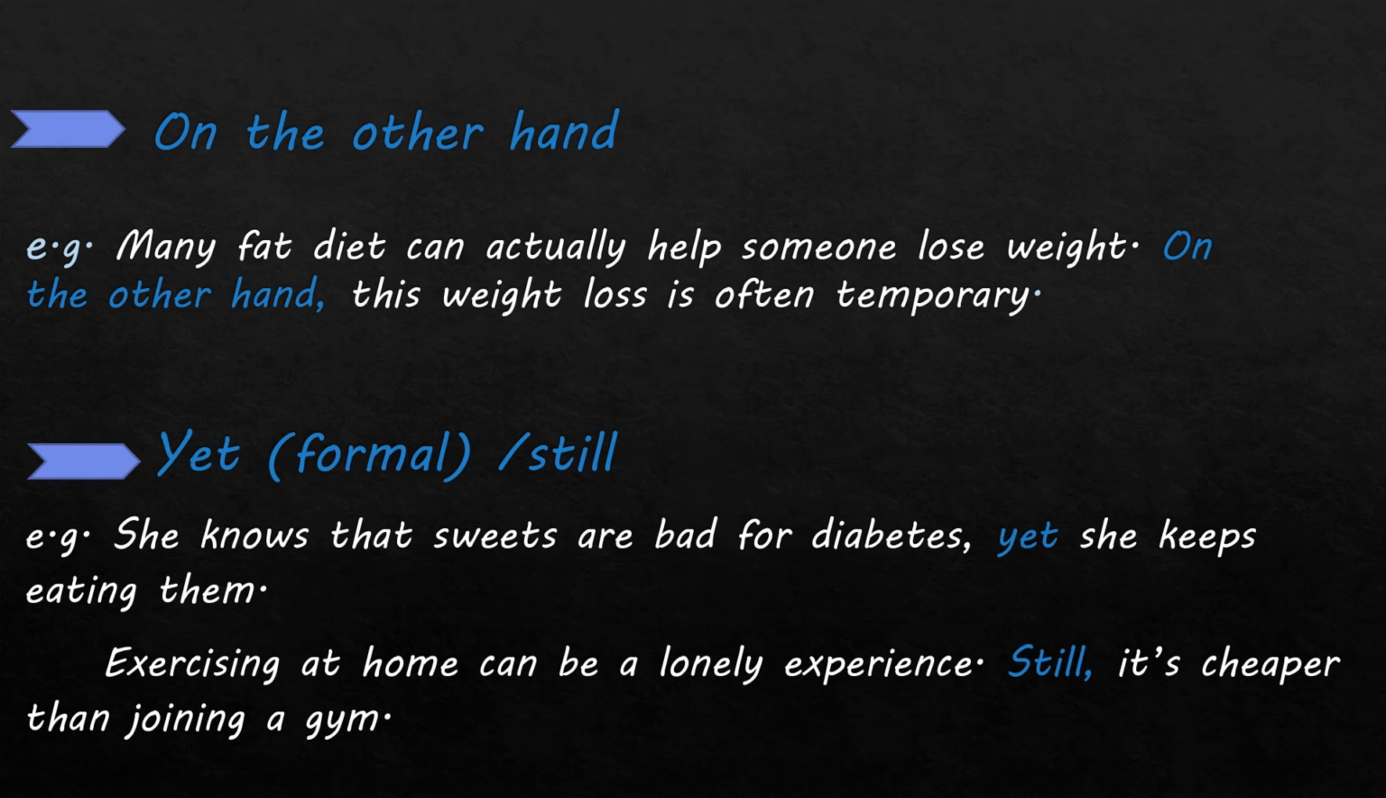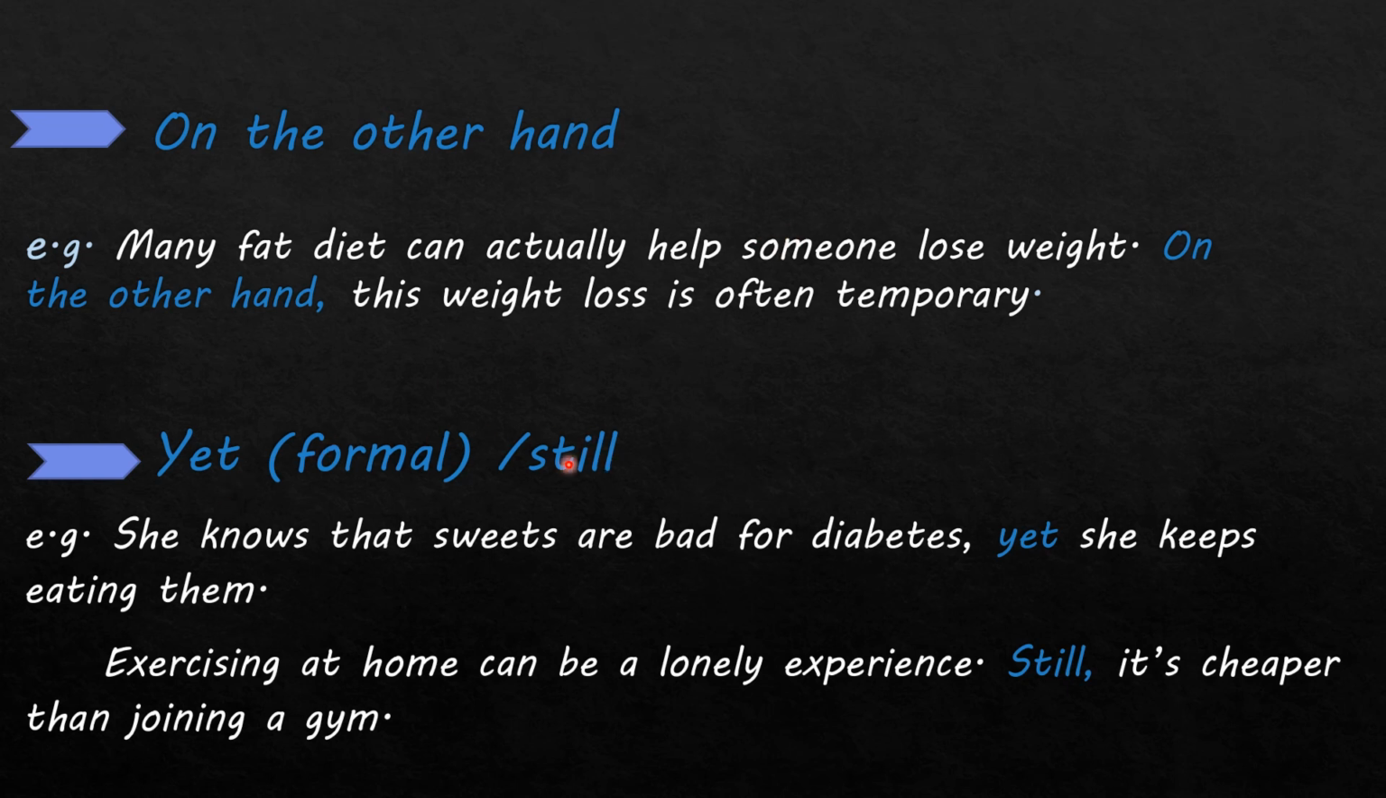On the other hand is a widely used expression in for and against essays or in opinion essays to provide contrast, together with however. For example, a high-fat diet can actually help someone lose weight. Full stop. On the other hand, this weight loss is often temporary. So, on the other hand is used on the next sentence and puts contrast on the sentence before it.